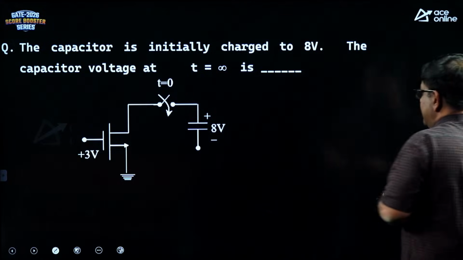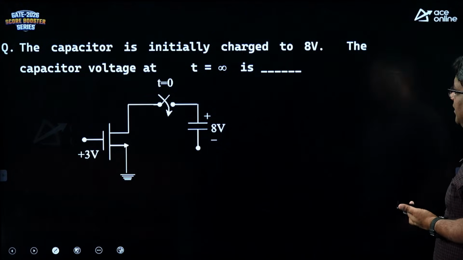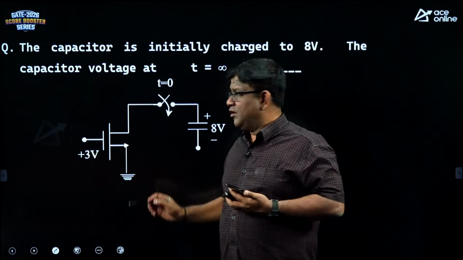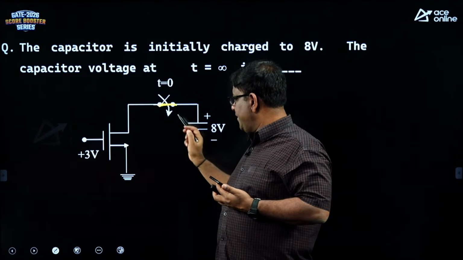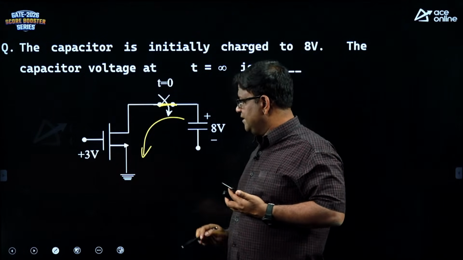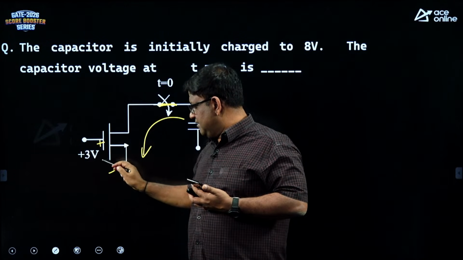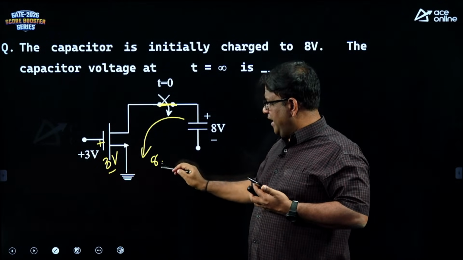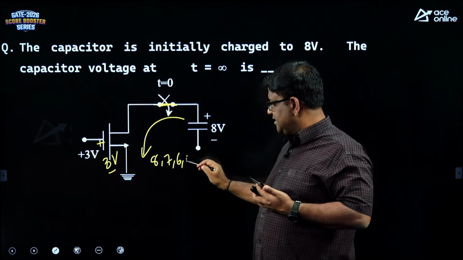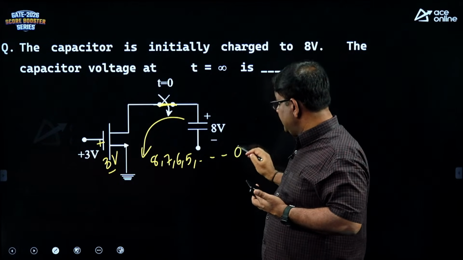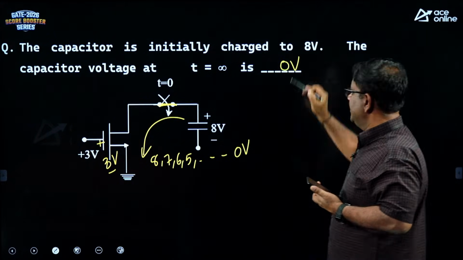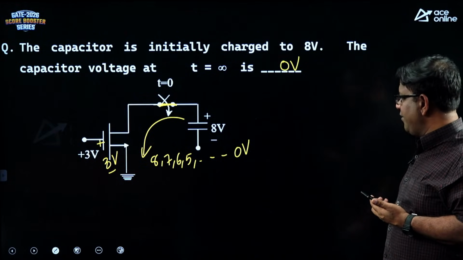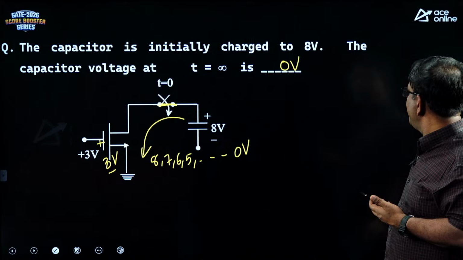The capacitor is initially charged to 8 volt. The capacitor voltage at T equal to infinity. So, this is a very simple problem. Once you close the switch, the capacitor is not charging, it is discharging. But here you can see this is permanently 3. So, slowly the capacitor will discharge from 8 to 7, 7 to 6, 6 to 5 like that till it touches 0 volts. So, capacitor is not charging, it is discharging. So, it will drain to 0.